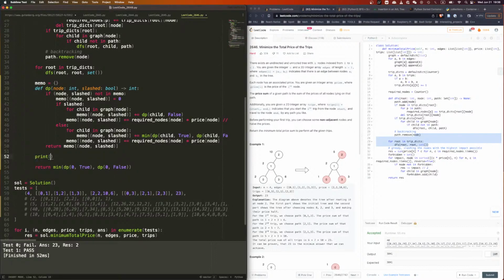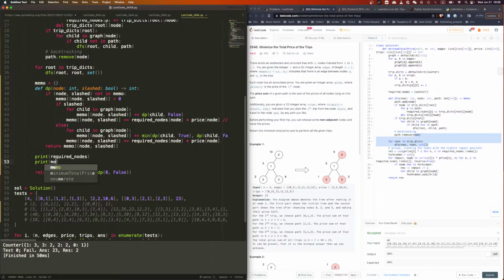All right, again, required nodes. Yeah, looks all right. 1 three times, 3 two times. Yeah, that's correct. Let's say memo.